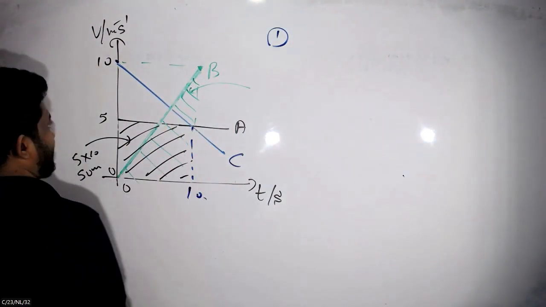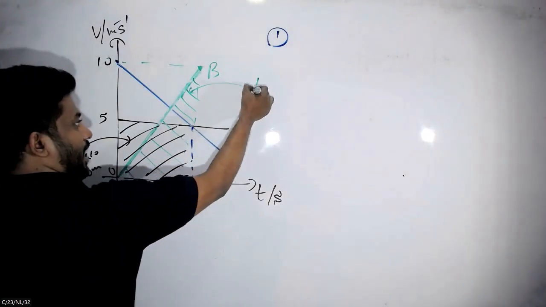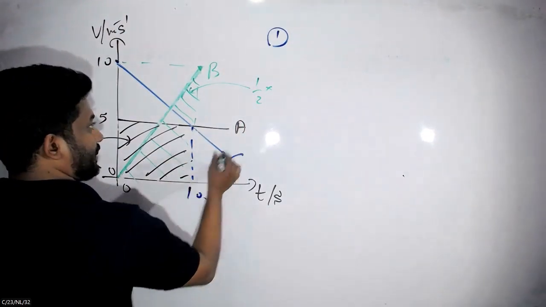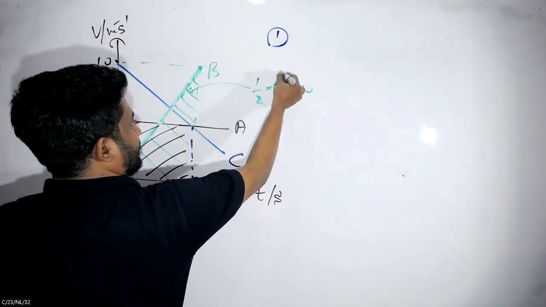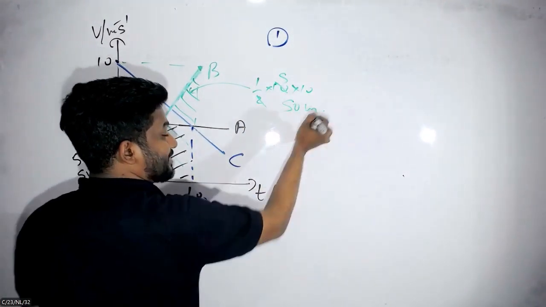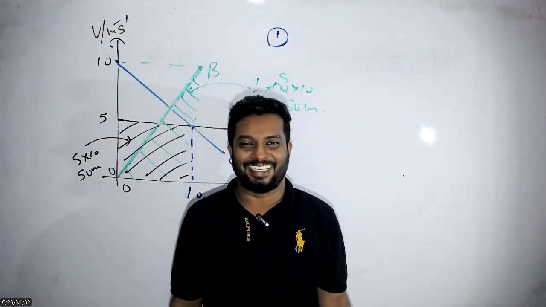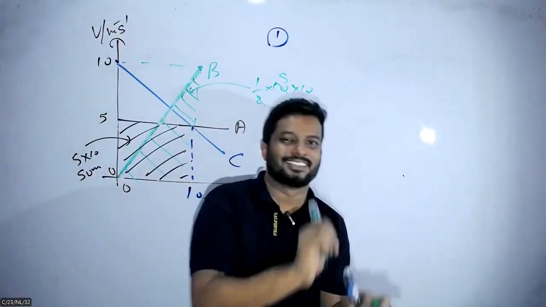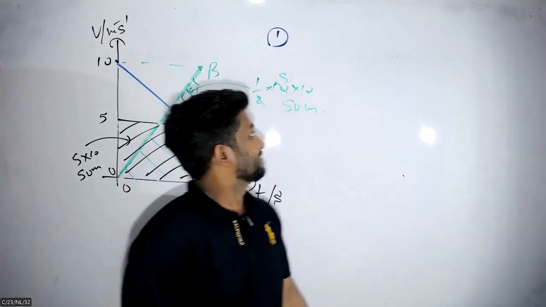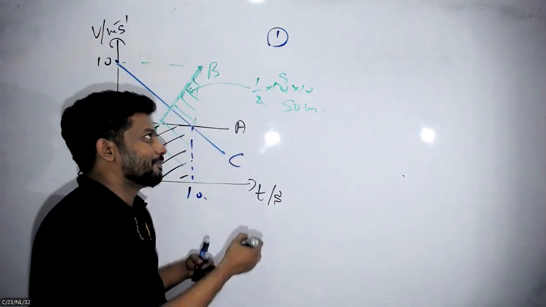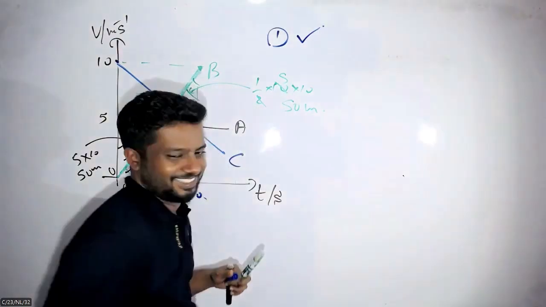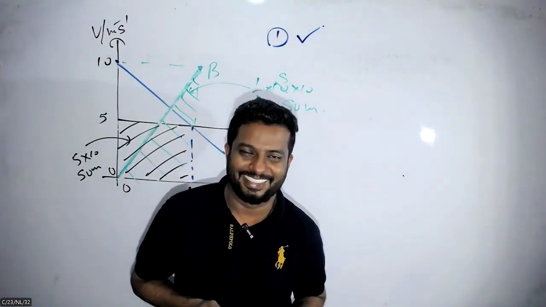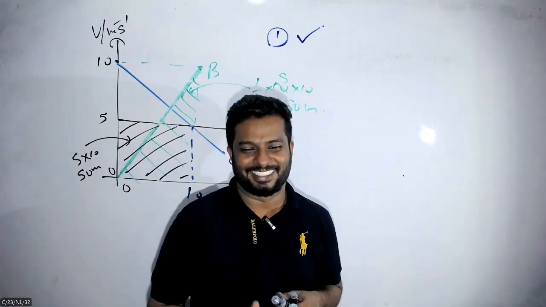Velocity is given as 10 meters per second. Easy. Half into base is 10. This one, altitude is 10. B acquires the same displacement at t equal 10 seconds. That means B passes A. Yes. The first one is the answer, right? Let's see the next question.